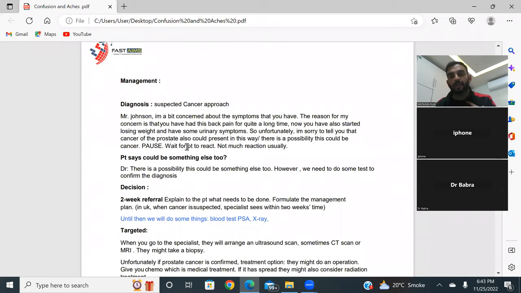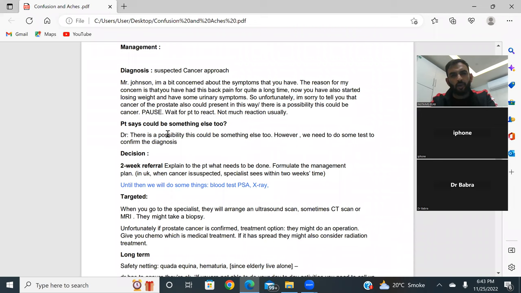You have to be sympathetic, empathetic, but give the benefit of the doubt by saying that actually the situation you are having, this could be a simple infection. However, I have seen in my clinical practice, this could sometimes be prostate cancer. Whatever words you want to use, you can use your own wording. Literally, they don't mind. But whatever you say, it should be fluent, okay? Patients say it could be something else. There is a possibility it could be something else, but we need to do some tests for the diagnosis. That's why I'm going to refer you, okay?